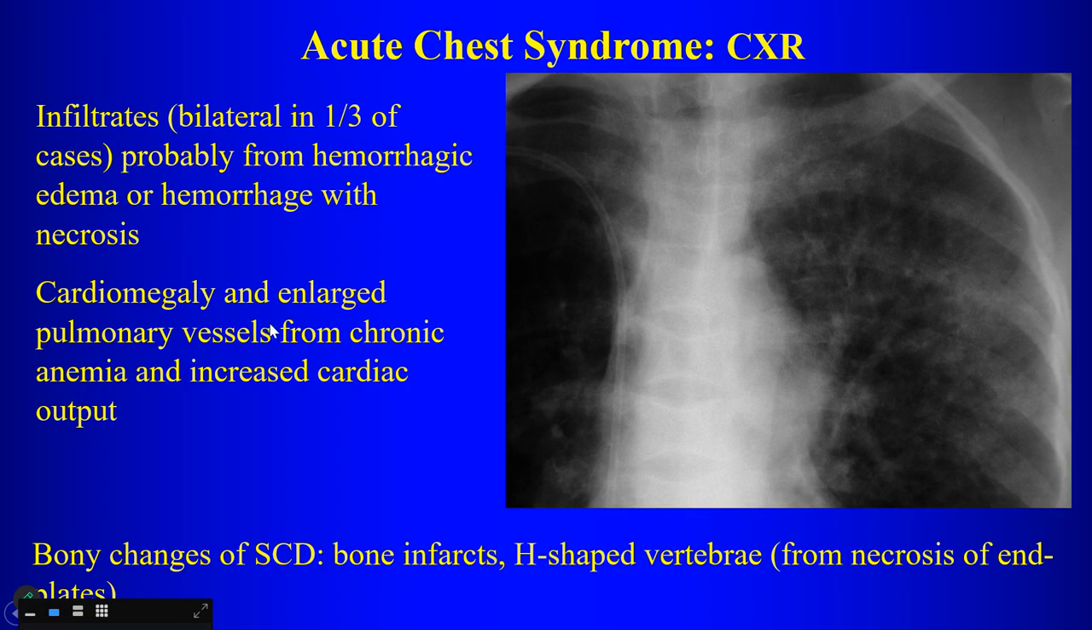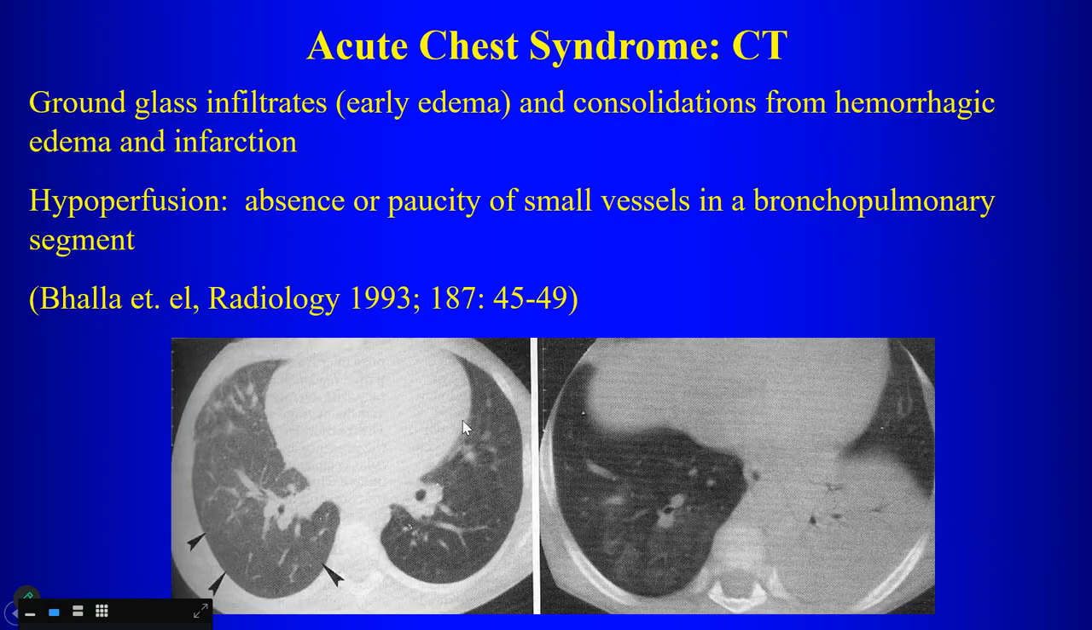The clue is the underlying history that the patient has sickle cell, but you need to be able to recognize any findings on the chest radiograph associated with sickle cell, because you might not immediately get that history, especially when you're looking at emergency room studies. So you look for the bony changes of sickle cell disease: bone infarcts, especially in the humeral heads, and H-shaped vertebra, which is from necrosis of the end plates.